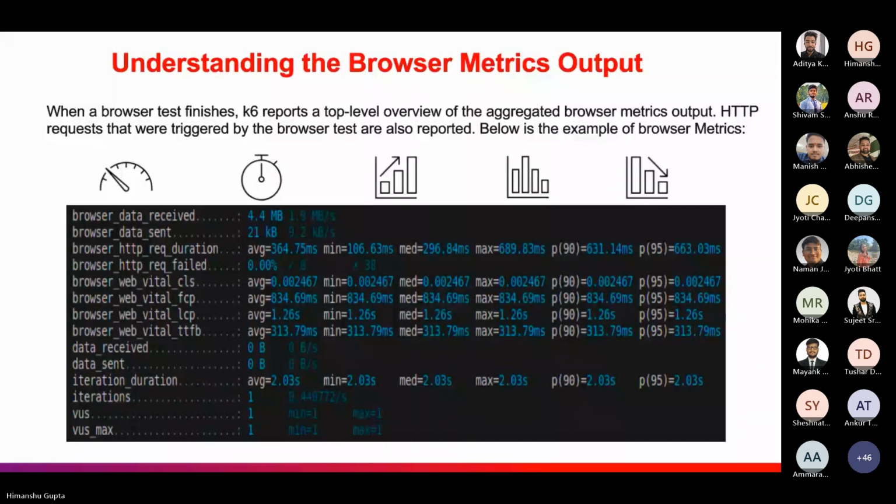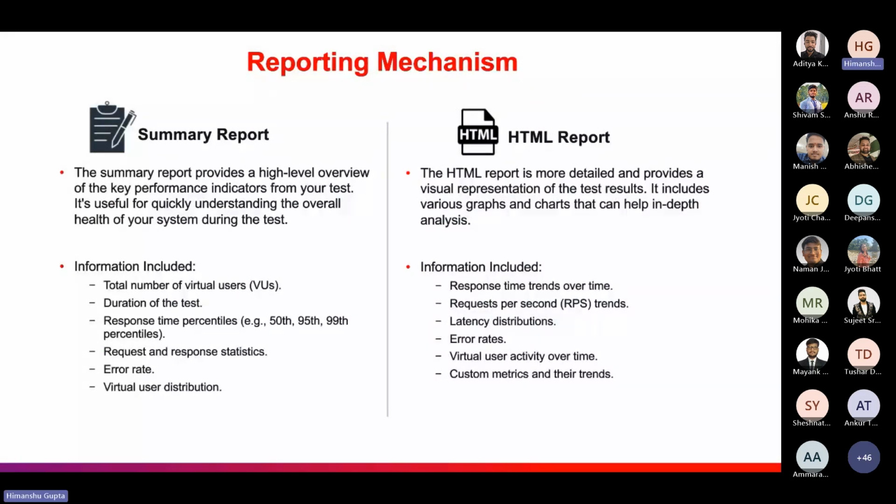Let's move to the next slide. Reporting mechanism. In the earlier slide, we saw the summary report, and I will show the HTML report later in the demo. So let's first discuss what the summary report and the HTML report are. The summary report provides a high-level overview of the key indicators from your test. It is very useful for quickly understanding the overall health of your system during the test. Summary reports basically include the total number of VUs, duration of the test, response times like the 50th, 95th, and 99th percentiles, request and response statistics, error rate, and virtual user distribution. Also the metrics that we have shown earlier.